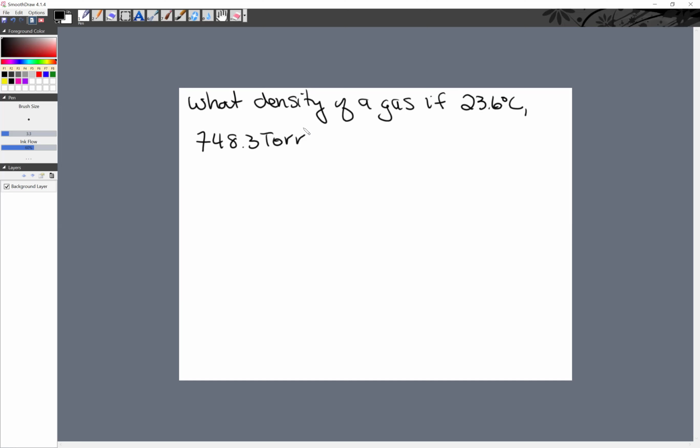So again, I'm talking about gases, and I can assume that I'm using the ideal gas equation. So PV equals nRT, but I'm looking for the density. So I'm going to change that to PV equals g over molecular weight RT. And then I'm going to take the molecular weight up.